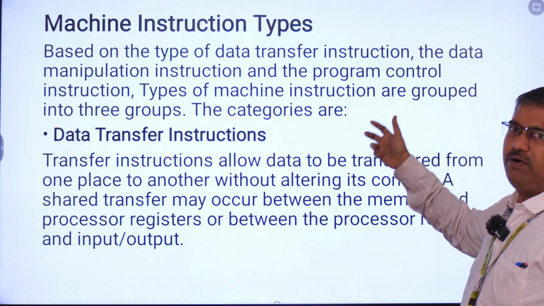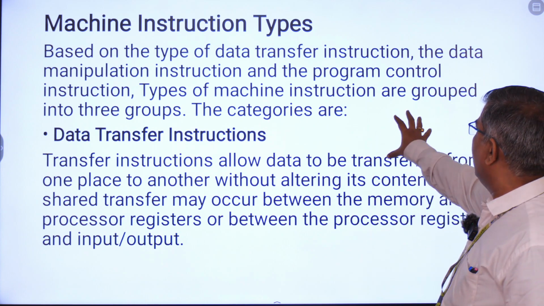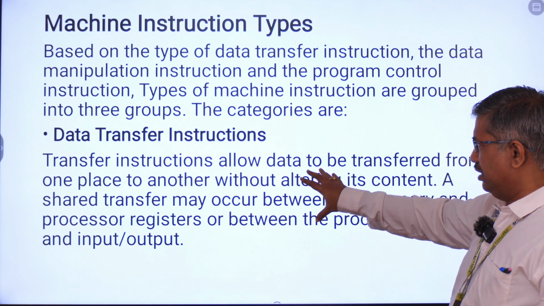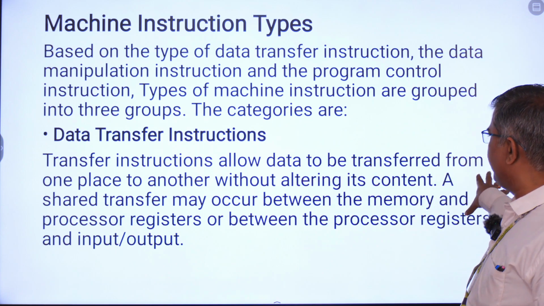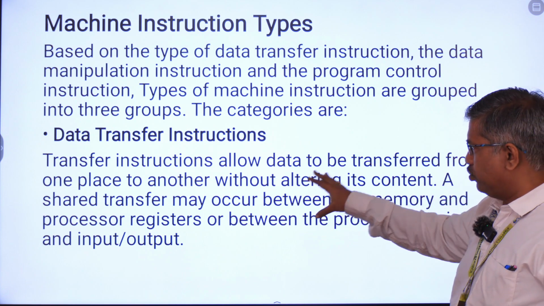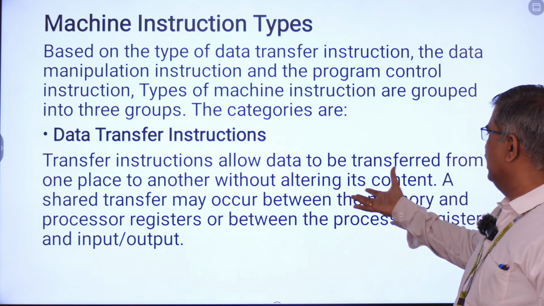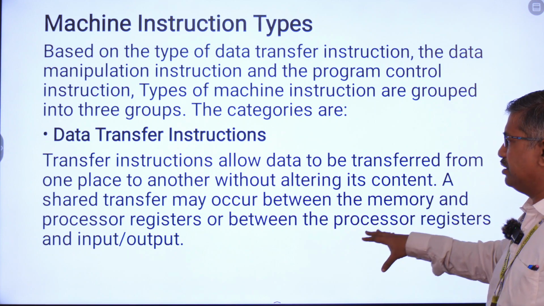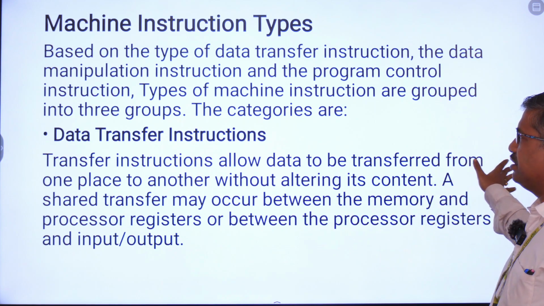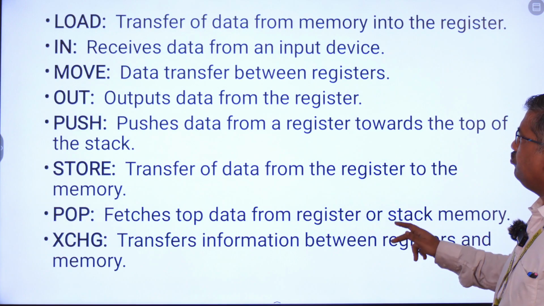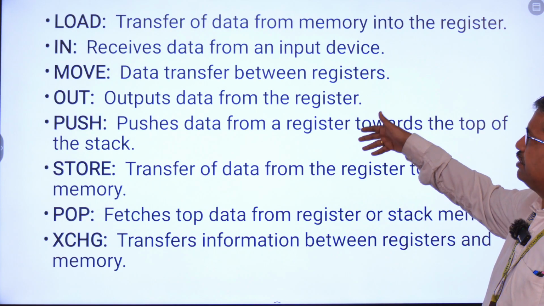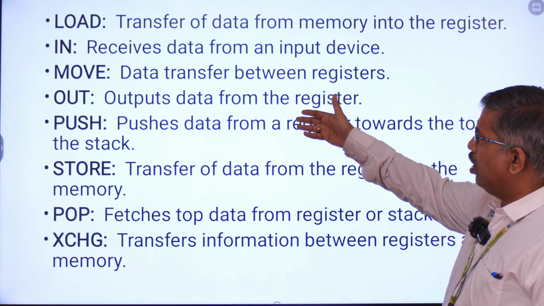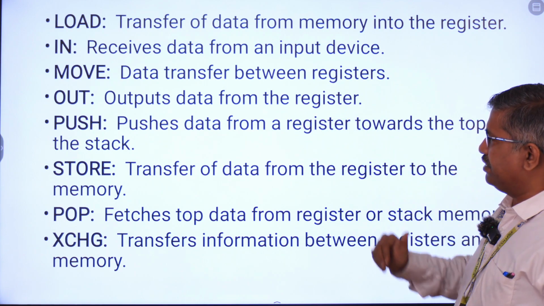Based on the type of operation, first we have the data transfer instruction. Transfer instructions allow data to be transferred from one place to another without altering the content. The transfer may occur between the memory and a processor register, or between a processor register and the input output. Some of the instructions are load, in, move, out, push, store, pop, exchange, etc.